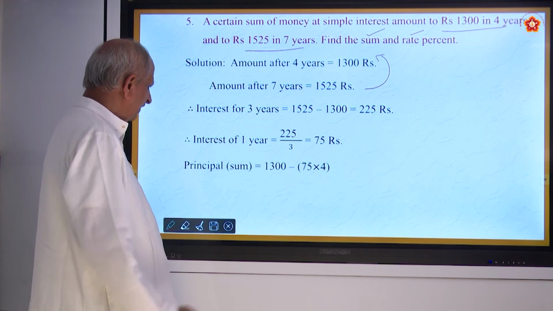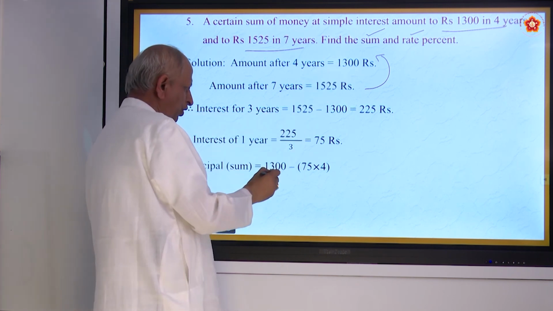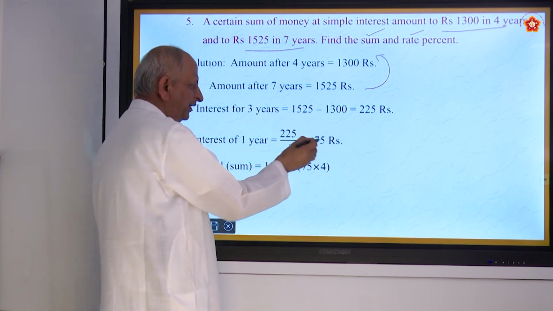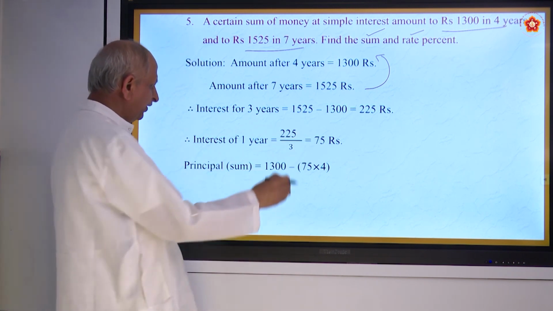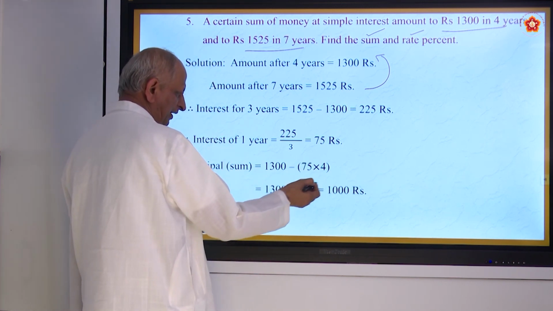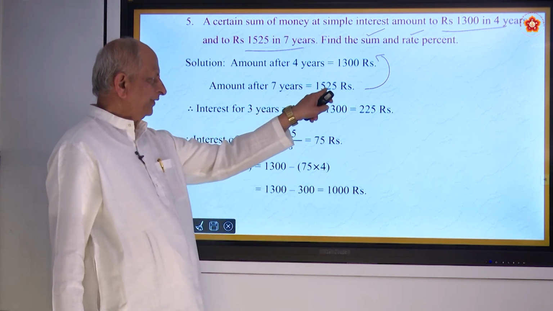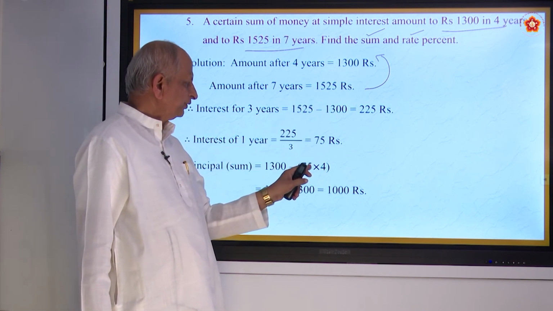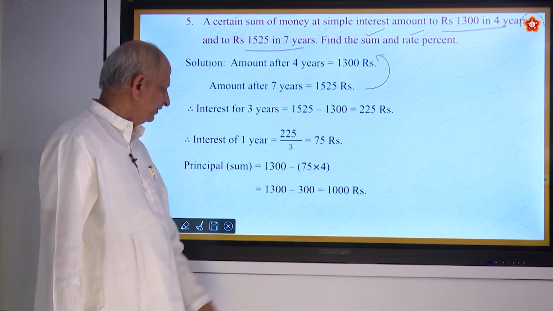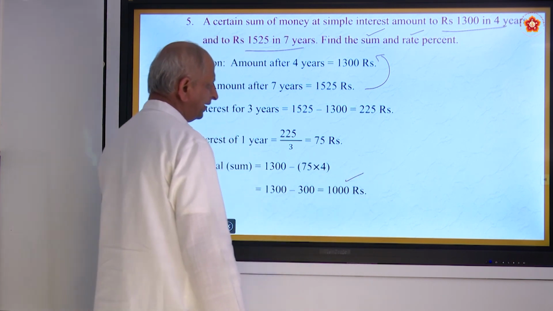Okay. Then principal will be, see, this is the amount 1300 minus interest for 4 years. 1 year interest is 75. For 4 years, 75 into 4 becomes 300. 1300 minus 300 becomes 1000 rupees. You can try here also: 1525 minus 7 into 75. You get this answer. There also you get 1000 rupees is the principal. So one answer is got. Sum is 1000 rupees. Now what is the next step?